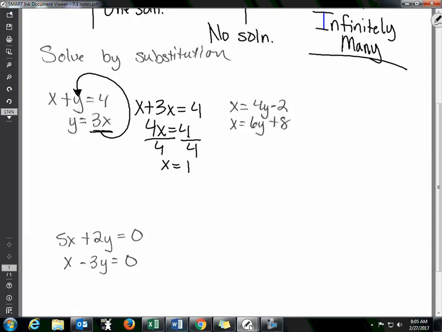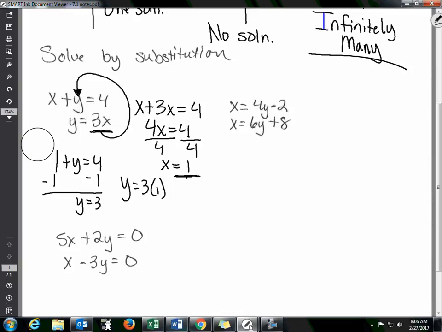Now I take this answer, x equals 1, and I can plug it into either equation. I can plug it into the top, so I get 1 plus y equals 4. Do some simple algebra, and I get y equals 3. I could do that, or you could plug it into the bottom, so you get y equals 3 times 1, and 3 times 1 is 3. The second one was probably a little bit easier.